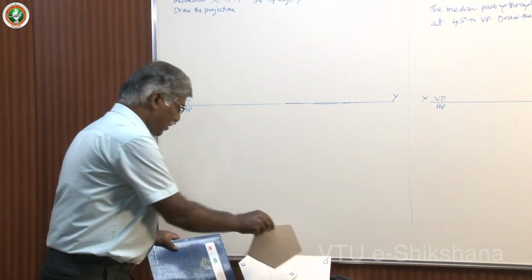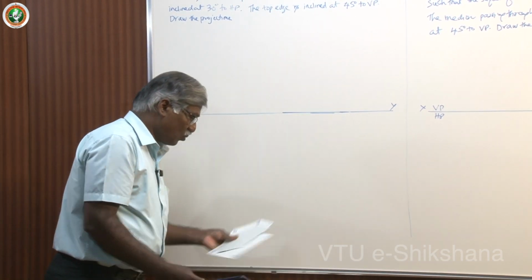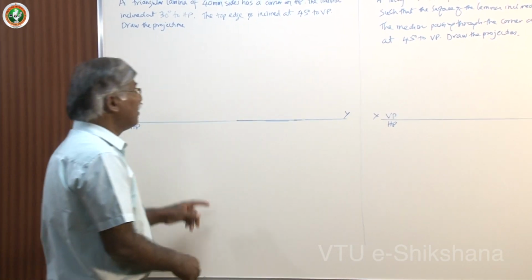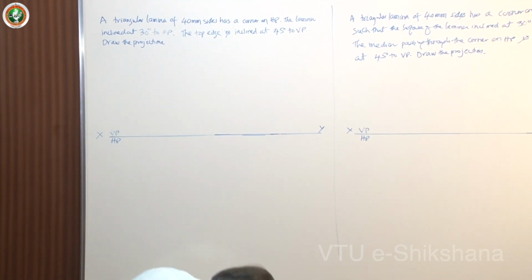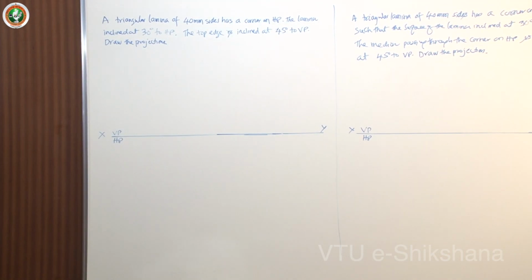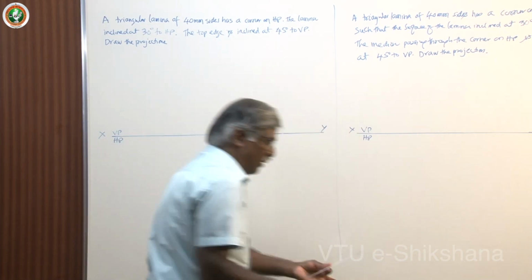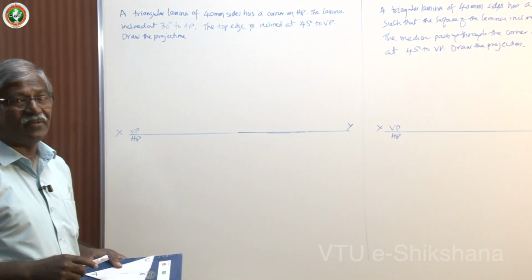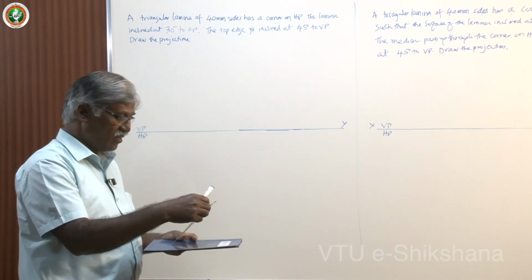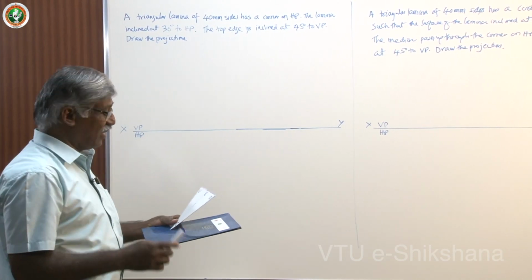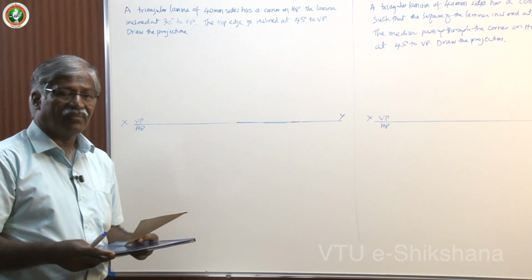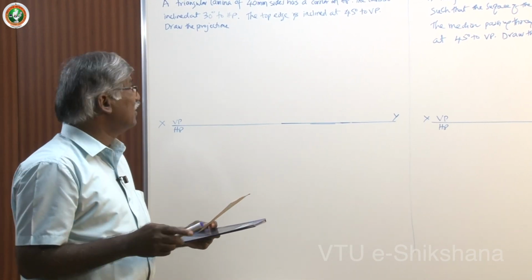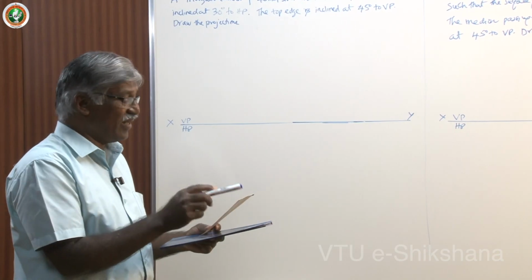Now I will take two problems. One, true length and true inclination, a simple problem as we discussed earlier in different problems, and then the beta angle, that is the apparent angle, you have to consider. Now take this problem. A triangular lamina of 40 mm sides has a corner on HP. The lamina is inclined at 30 degrees to HP. But carefully take the data: 30 degrees to HP. Next, he says the top edge is inclined at 45 degrees to VP.